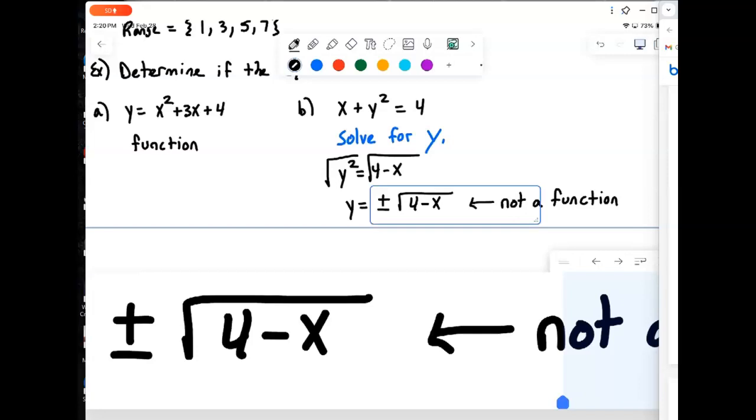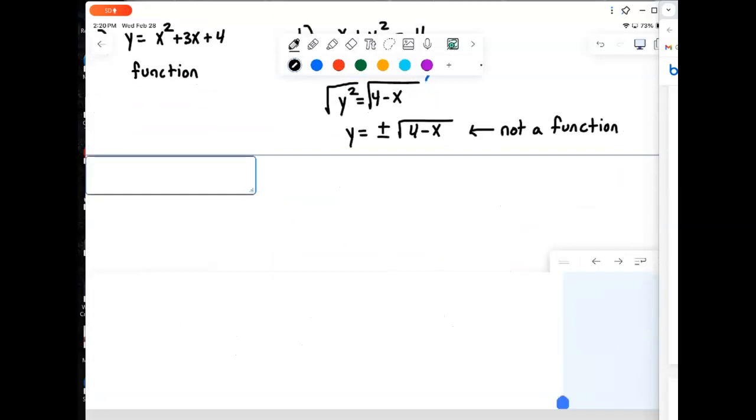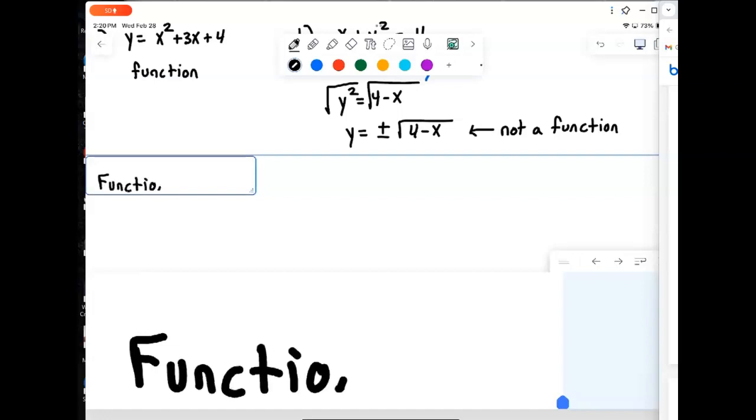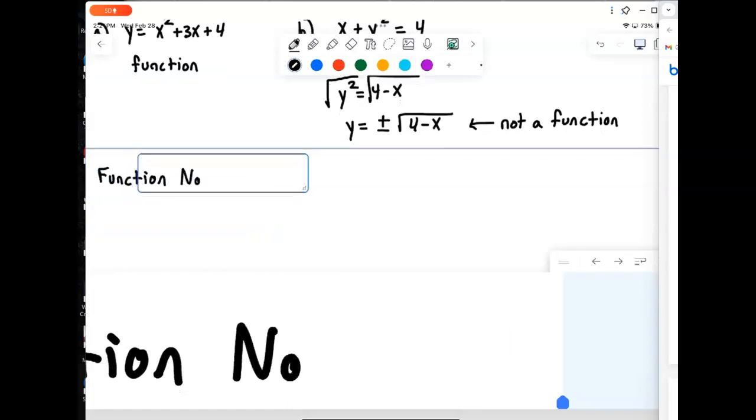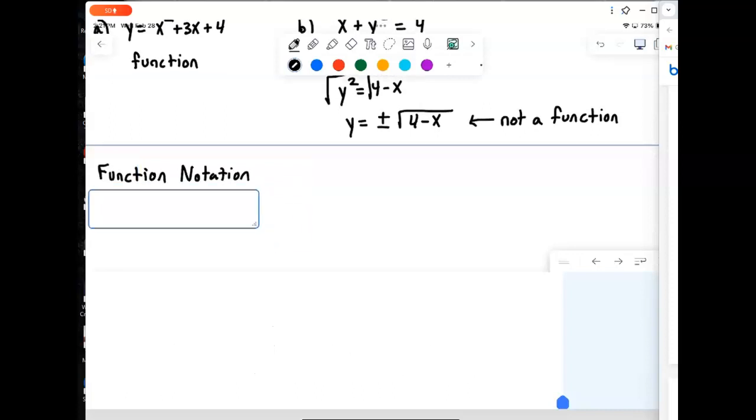Okay, now that we have introduced the idea of a function and we have a working understanding of what it means and what an equation will be a function, we're now ready to review and apply an idea called function notation. So the basic idea is it's another way of writing an equation that really emphasizes the idea that we are, in fact, dealing with a function.